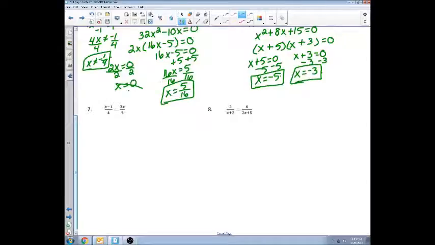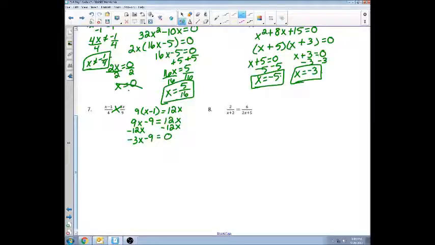On to problem 7. Exact same process again. I only have two fractions, so I'll go ahead and cross multiply. So I have 9 times x minus 1 equals 4 times 3x would be 12x. So it's 9x minus 9 is equal to 12x. Get everything to the same side of the equal sign. So I have negative 3x minus 9 is equal to 0.